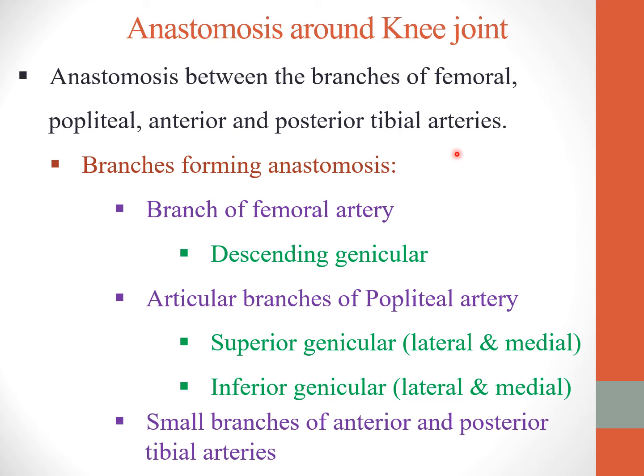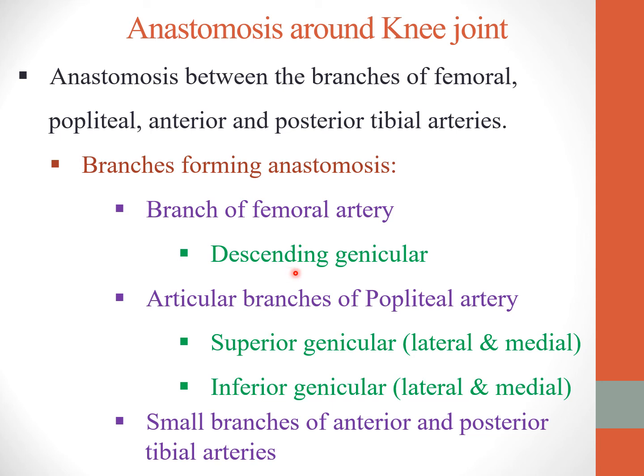So now anastomosis around the knee joint is taking place between the branches of the femoral artery, popliteal artery, and anterior and posterior tibial arteries. So again a massive anastomosis is taking place around the knee joint, a good mobile joint of the body. Branches forming anastomosis, branches from the femoral artery: if you remember, we talked about a descending genicular, which is a sort of deeper branch from the femoral artery.